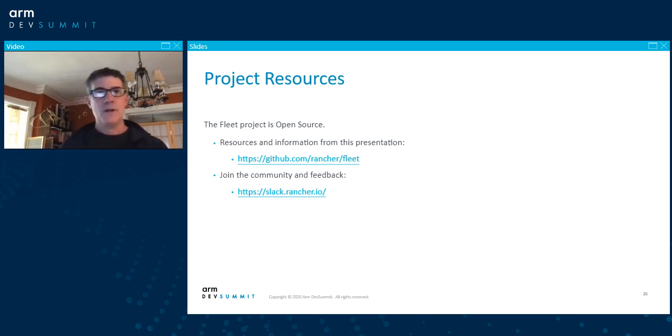So in terms of project resources, the Fleet project is open source. The resources and information from this presentation can be found at GitHub, github.com/rancher/fleet. There's also a community on Slack. There is a specific channel for Fleet on Slack that you can use. And so I encourage you, and we would love to get your feedback and hear from you in the Slack channel. We would love to get your pull requests and your feedback on the GitHub channel.